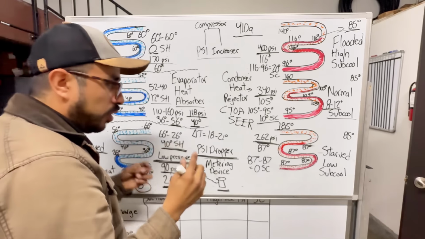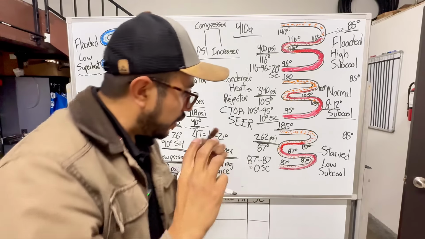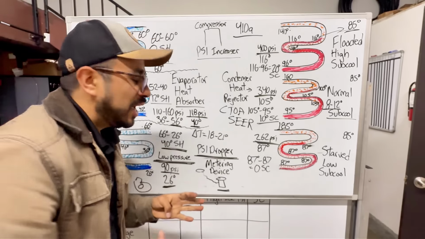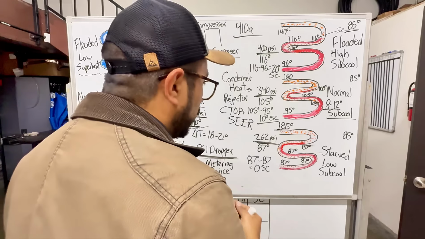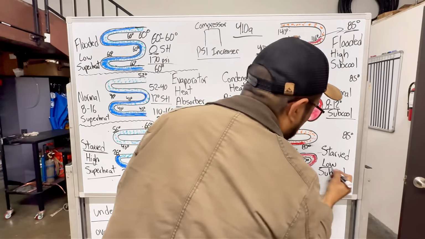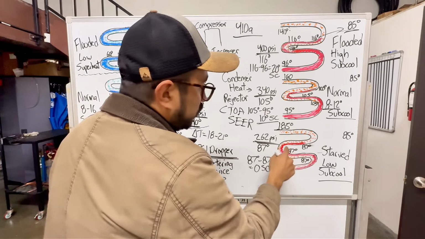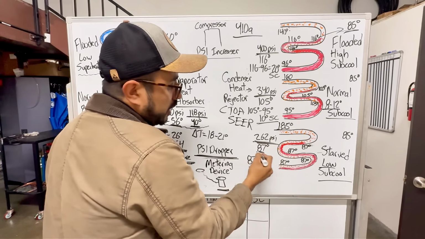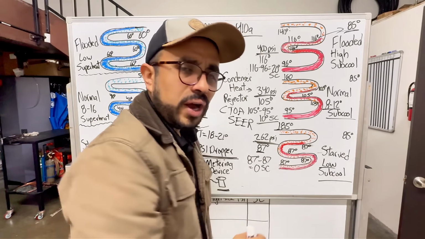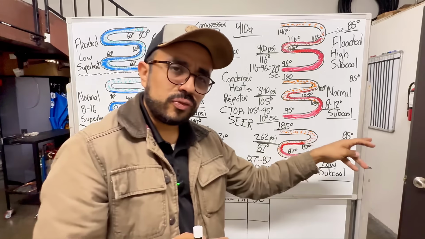This is the one thing that took me a bit to understand, and I kind of figured it out after researching. But the reason why you have a low subcool, think about this, your condensing temperature, when you do the math, it's 87. Can 87 go to 85? Yeah, it's a 2-degree difference.